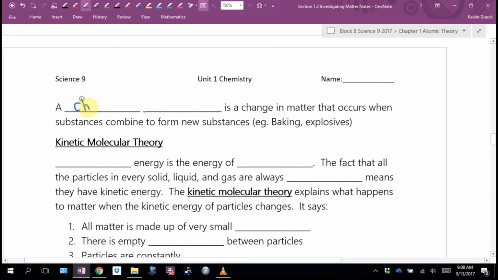For me, a chemical change is a change in matter that occurs when substances combine to form new substances. When you blow something up, that's a chemical change. When you bake, that's a chemical change. You're going to talk about this in more detail later on this year, and especially in Science 10.